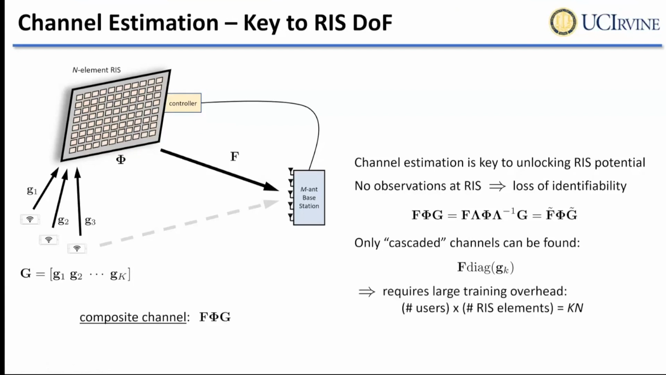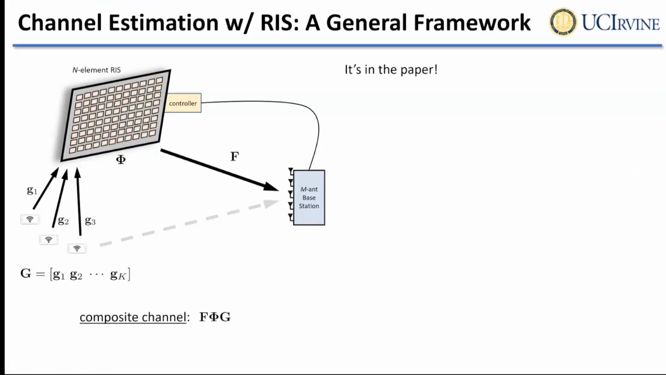One of the big impacts that this has is that if you don't have any information at the surface or any other information available to you, it requires a rather large training overhead in order to estimate this cascaded channel. It's on the order of the product of the number of users, say K, times the number of elements in the surface, N, which could be a very large number, and hence a very large training overhead. So the question is, how do we address this when you estimate the channel? Well, the answer is in the paper.